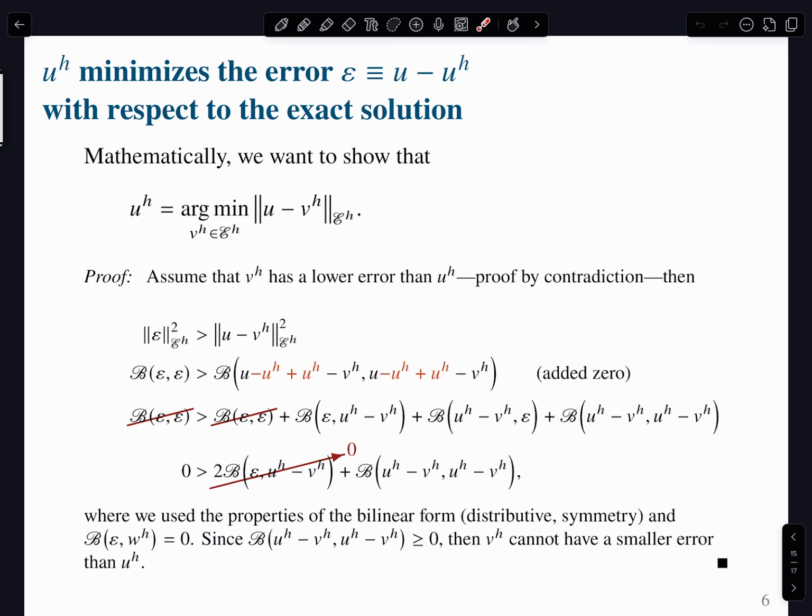And we know that there is a property of the bilinear form, if you remember, that is greater than or equal to 0 when applied to the same function. That was one of the main properties of the bilinear form. And so this cannot be true. Therefore, we can say that UH is actually the one that satisfies or minimizes the error with respect to the exact solution. And you can see that in more detail later at your own pace.